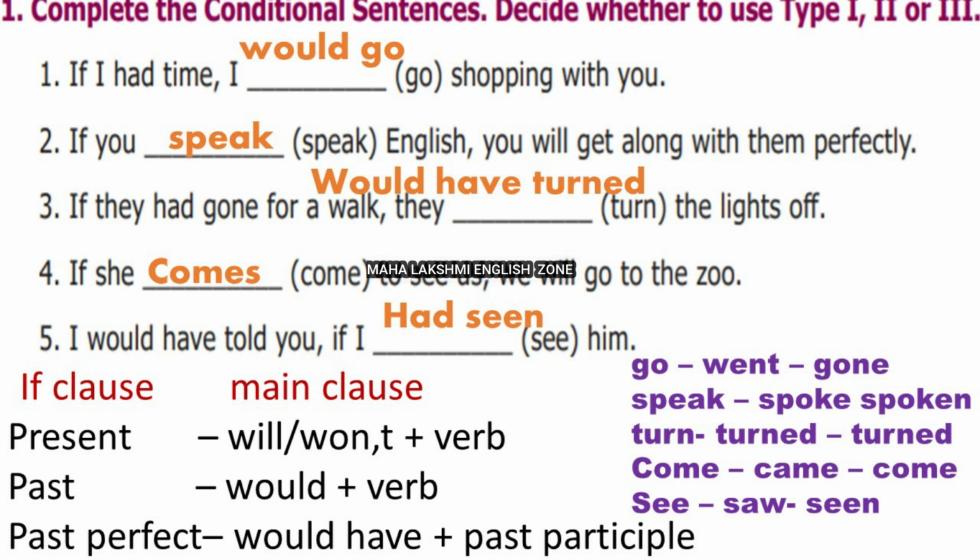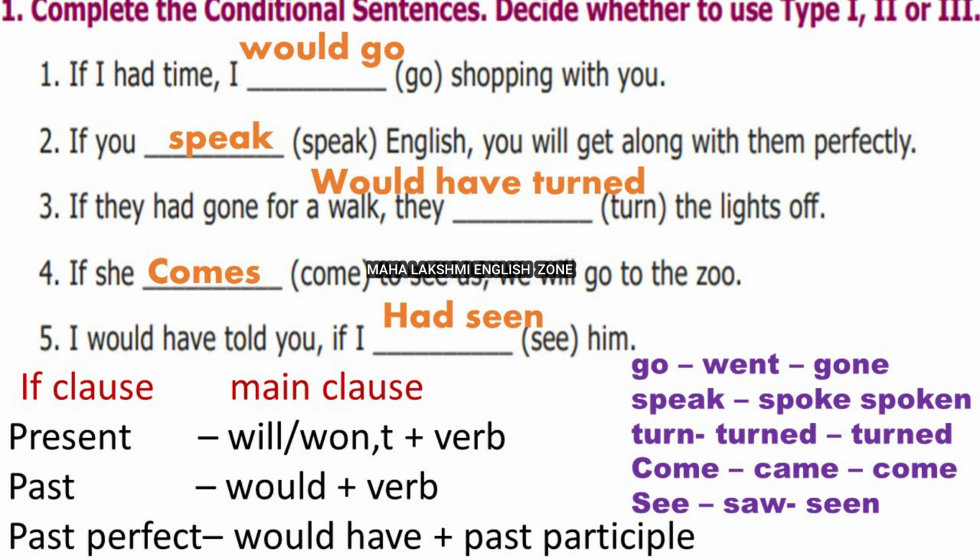So in the main clause they have given will get. When it is will get, our tense in the if clause will be present tense. So the present form of speak is speak only. Then in the if clause we have had gone. Had gone is the past participle of go. Go, went, gone. So it is the third form, that is past perfect. When the verb in the if clause is past perfect, our answer will be would have plus past participle. Here in the bracket they have given turn, so our answer will be would have turned. Turn, turned, turned. The third form of turn is turned. So the answer is would have turned.